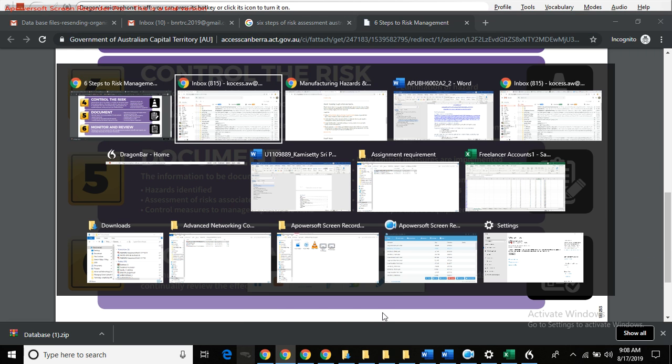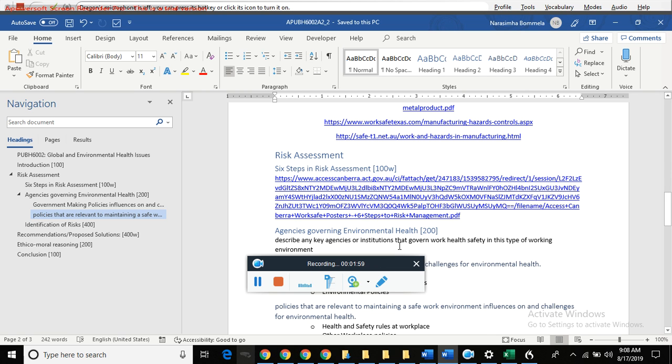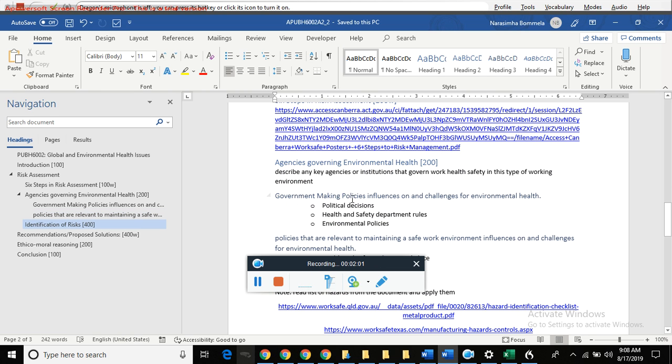In the document we mention, we try to explain what we are going to do next. The next one is about assessing government and environmental health. As I told you, government will have strong, stringent policies to make organizations follow environmental health practices.